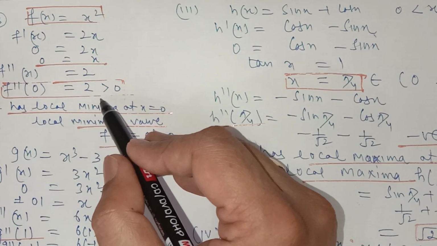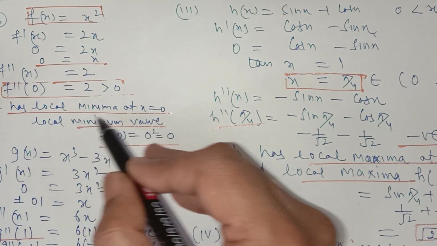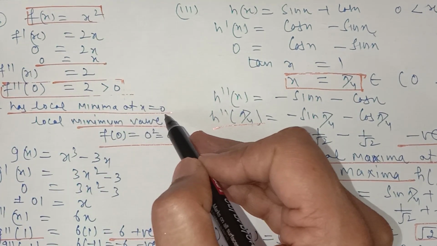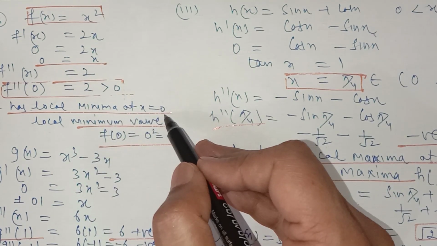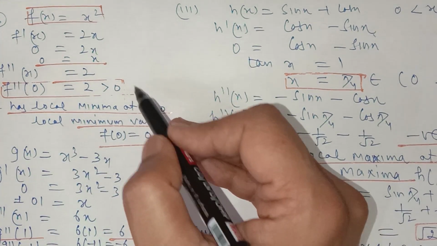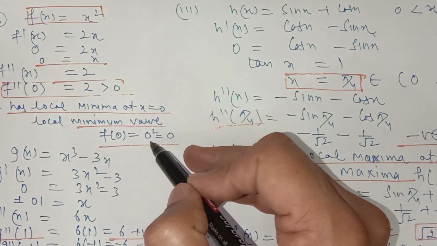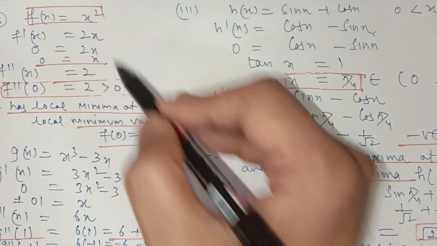Now when the second derivative is positive at x equal to 0, then this function has local minima at x equal to 0. At x equal to 0, we have local minima, and the local minimum value will be obtained by putting the value of x equal to 0 in this given function, which is coming out to be 0.